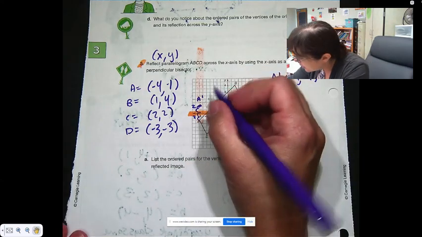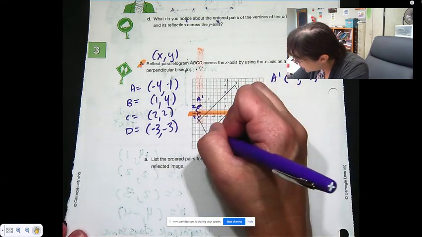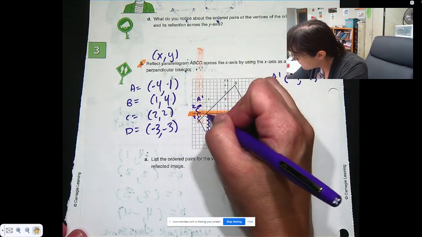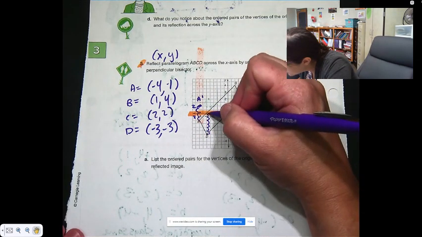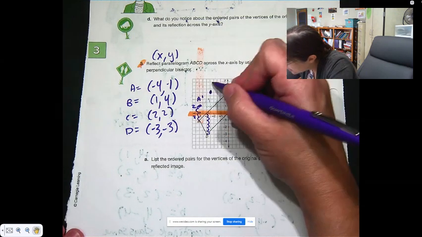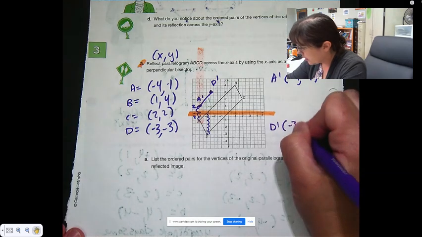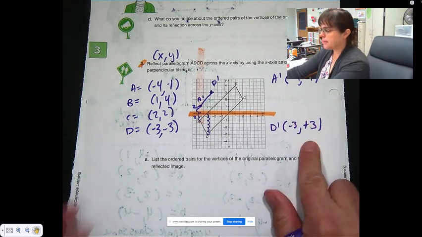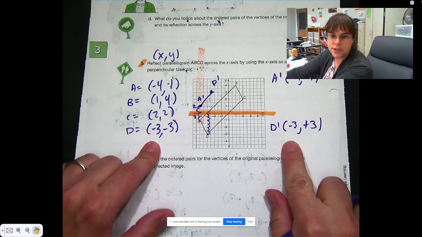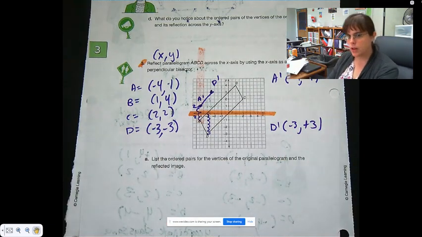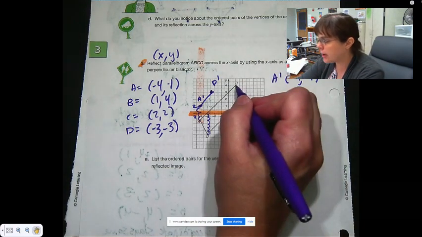Let's look at D. That goes from being negative 3 to being 6 up. Negative 3, positive 3. What just happened? X stayed the same when you reflected across X. The Y value changed.